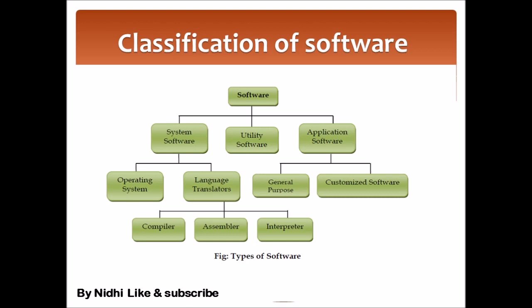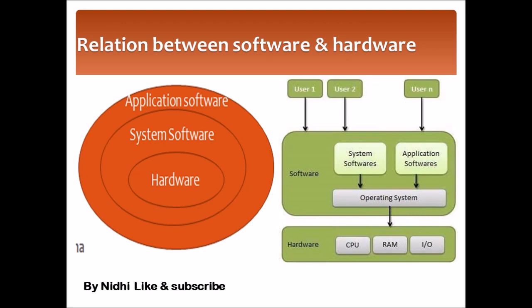See here, the relation between software and hardware is given. At the bottom, hardware resides, including CPU, RAM, and input and output that we have seen in the previous two chapters. Above hardware we install system software, which includes the operating system, language translators and other types of system software. Above this system software, application software can be installed. All users always interact with the application software. So here you can see the relationship between hardware and software.